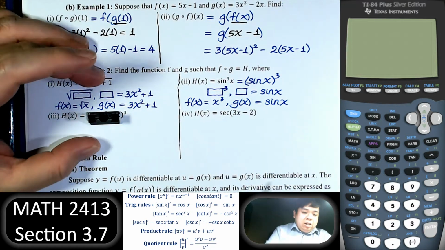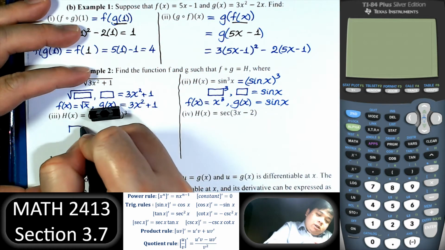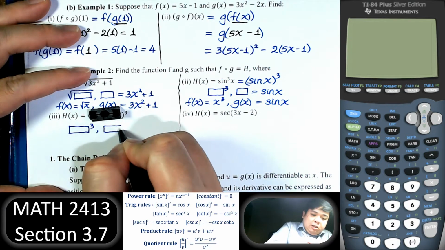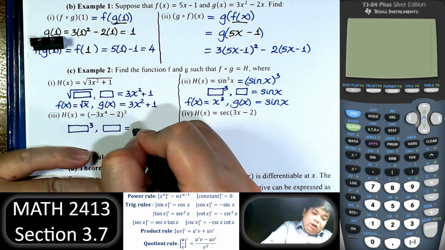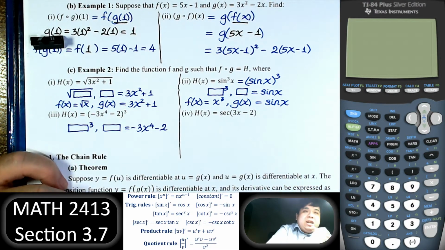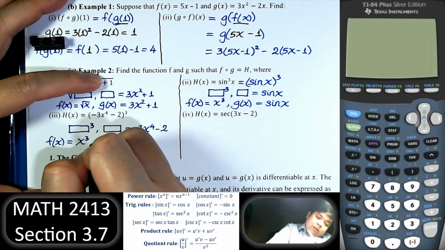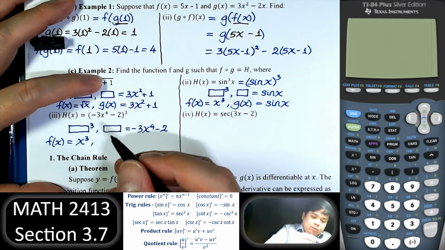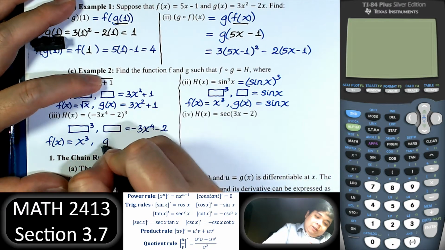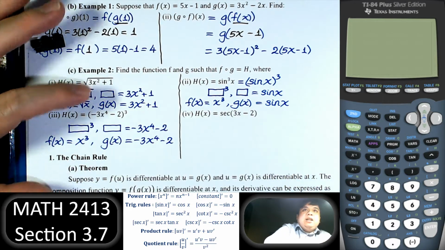So it's easy enough. It doesn't matter what's inside, we start with a function. Usually I just draw a box, cubed, and then the box is equal to negative 3x to the fourth minus 2. In that case, we have the outer function is a cube, and the inner function is that, like that.